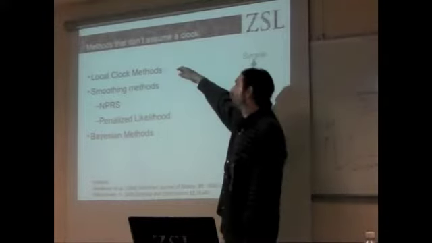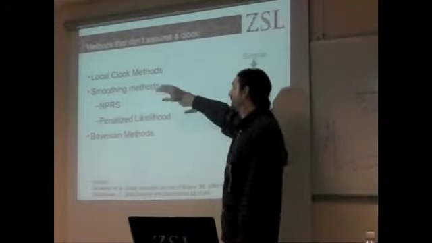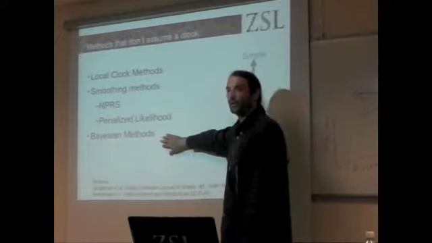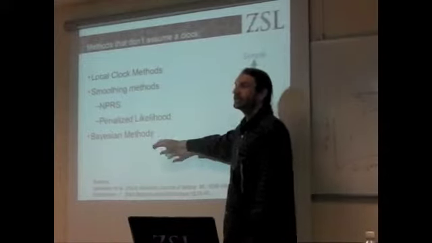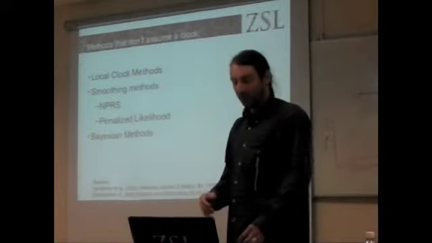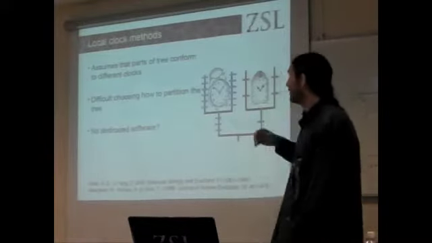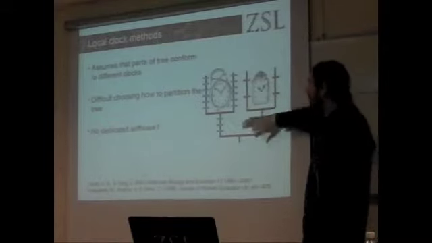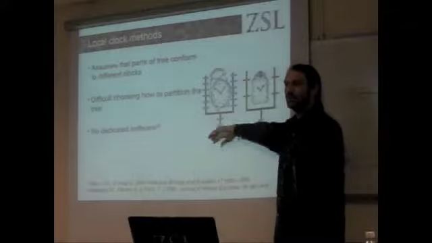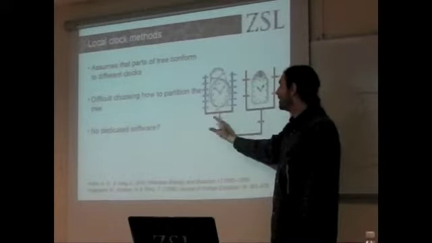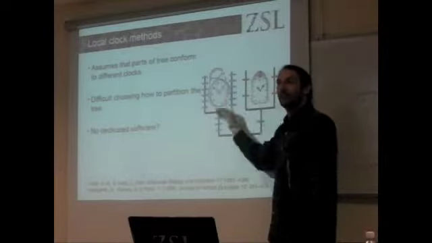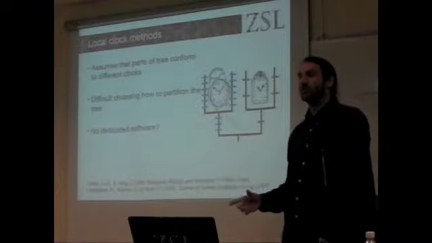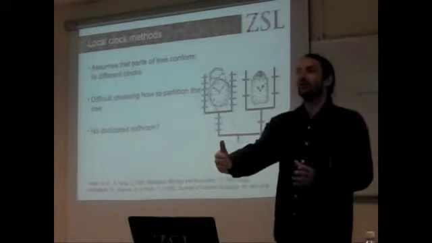So starting with very simple methods like local clock, then there are the intermediate complexity smoothing methods, and then there are the more complicated methods that integrate the rate smoothing with the phylogenetic reconstruction. I'm just going to touch on these briefly. Local clock methods aren't really used nowadays, but they assume that this part of the tree has one substitution rate, and this part of the tree has another substitution rate, which is a mild step away from everything having the same substitution rate. And we can think of biological reasons why one clade might have faster rates than others.